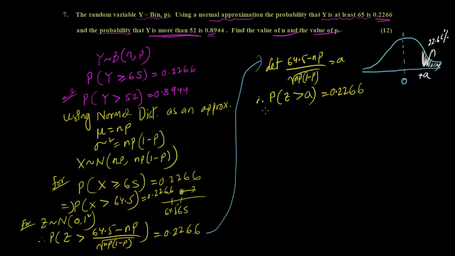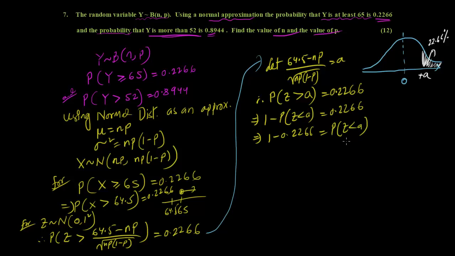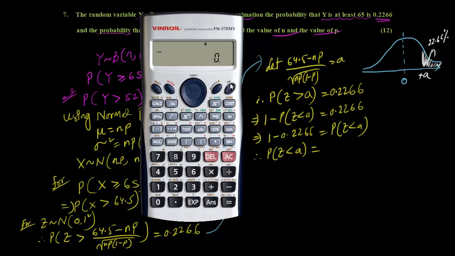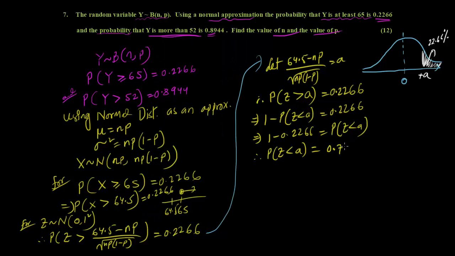what we can do is we can write it as, first of all, less than, because remember, this table is less than. So 1 minus probability of z is less than a equals 0.2266. It turns out to be 1 minus 0.2266 equals probability of z is less than a. Therefore, probability of z is less than a equals, let's bring out the calculator. So this is 1 minus 0.2266 and it is 0.7734. Let's go back to the table now.